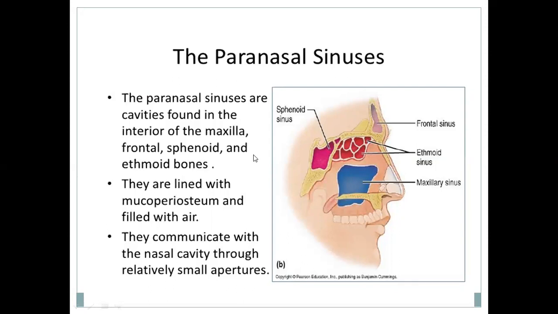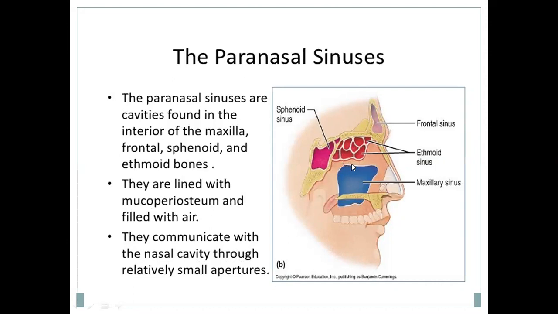So these are the four important sinuses, lined with the mucoperiosteum and filled with air, and they communicate with the nasal cavity through small apertures. All these sinuses open into the lateral wall of the nasal cavity. This is the frontal sinus in the frontal bone. This is the maxillary sinus in the body of the maxilla.